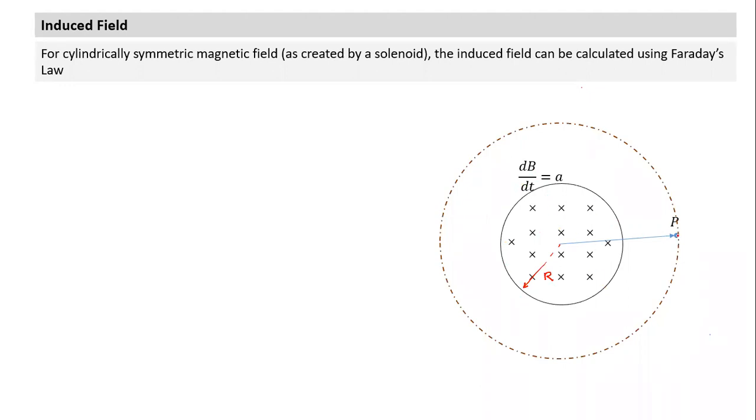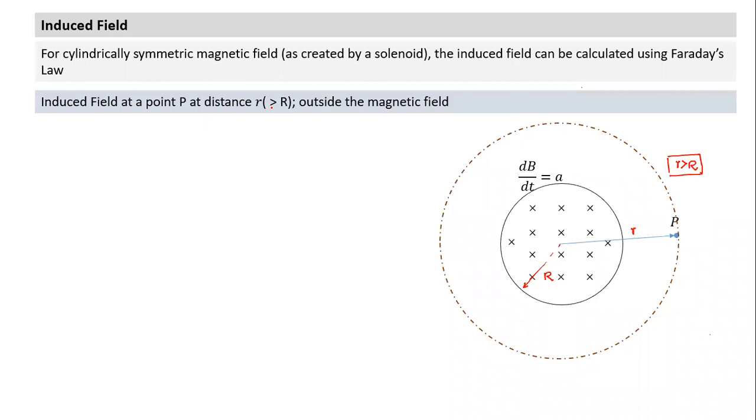I want to find the induced field at point P. To take advantage of symmetry, again we take a circular loop of radius equal to small r. Here the distance of point P from the center is greater than the radius of the space in which the magnetic field exists. Again, which equation are we going to use? A similar equation: EMF is equal to d phi by dt, and EMF will be equal to E dot dl over the loop. That's what we do.